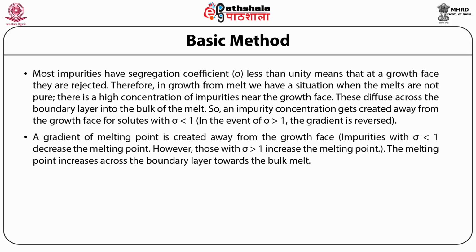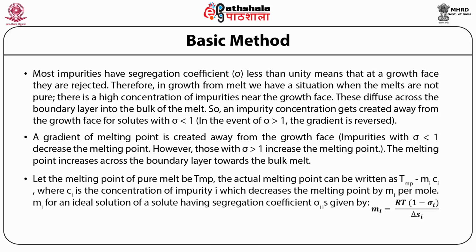A gradient of melting point is created away from the growth phase. Impurities with sigma less than 1 decrease the melting point. However, those with sigma greater than 1 increase the melting point. The melting point increases across the boundary layer towards the bulk melt.